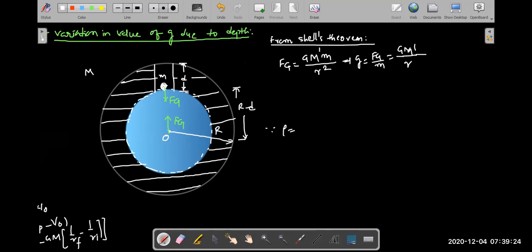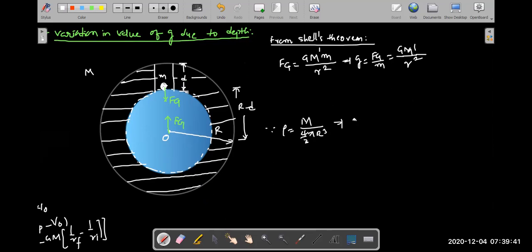Since the density of Earth is constant, g implies G M by R square. The density of Earth is constant. Rho is equal to the total mass M by the volume, which is 4 by 3 pi capital R cube.